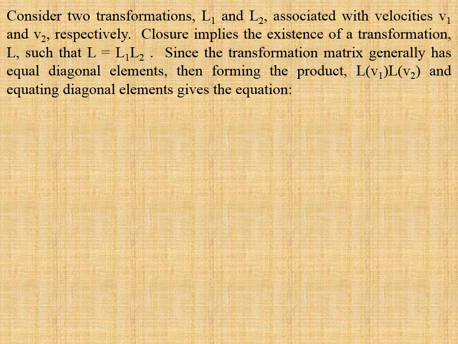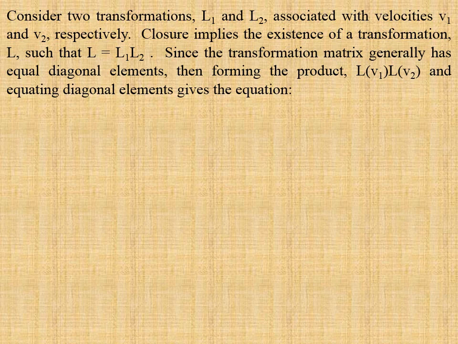It is also standard in derivations of spacetime transformations to invoke the notion of closure. This involves replacing successive transformations with a single one. For example, consider two transformations L1 and L2 associated with velocities v1 and v2 respectively. There is a transformation L associated with velocity v that is equivalent to the product L1, L2.